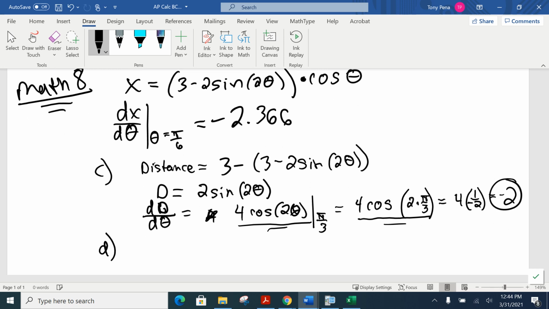All right, and then letter D. D is actually the one that I was referring to as the related rates. This letter D says a particle is moving along the curve, and they again give you the original curve. That's the weird looking graph up above. 3 minus 2 sine 2 theta.